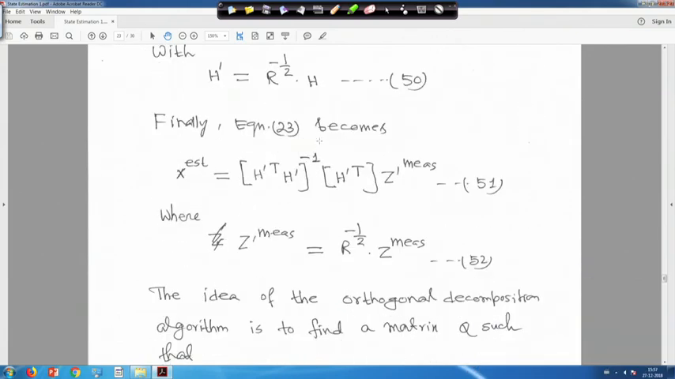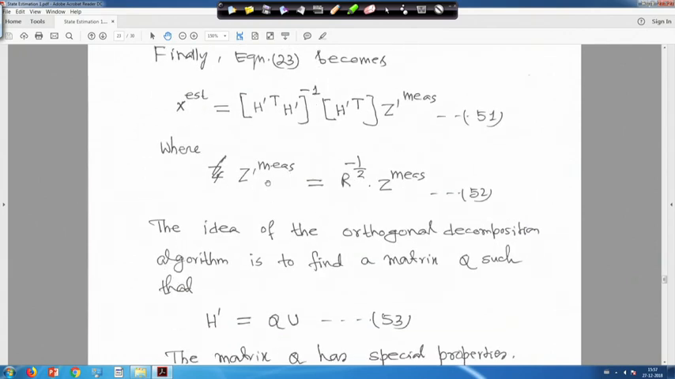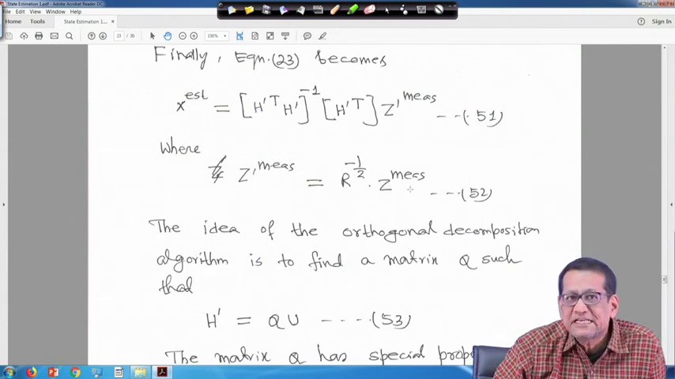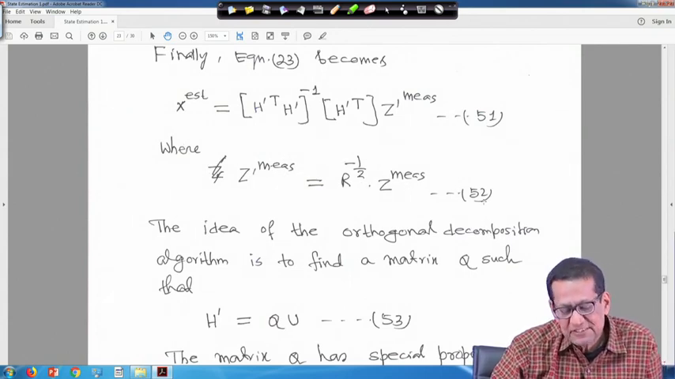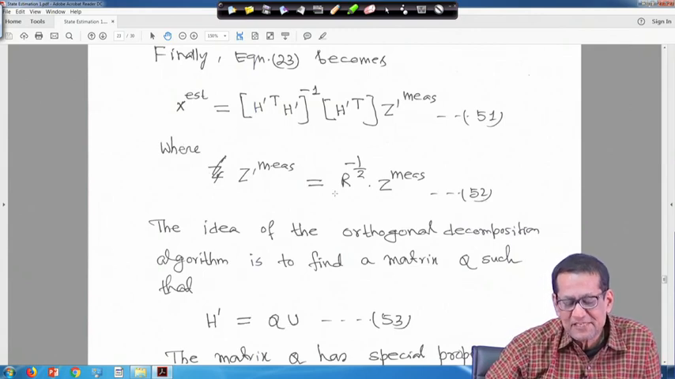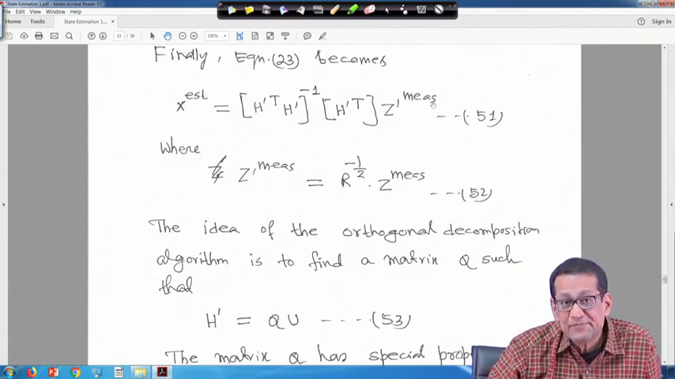Finally, equation 23 will become x estimated is equal to H dash transpose H dash to the power inverse into H dash transpose into Z dash measured. This is equation 51. Now, let us assume that Z dash measured is equal to R to the power minus half into Z measured. This is equation 52. That is why it is Z dash measured.